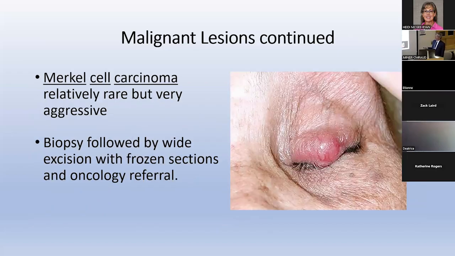Another rare lesion, something called a Merkel cell carcinoma. They tend to grow rapidly, sometimes have a purplish surface. Biopsy them, usually they lose the entire eyelid, upper or lower. They tend to metastasize with a very poor outcome.